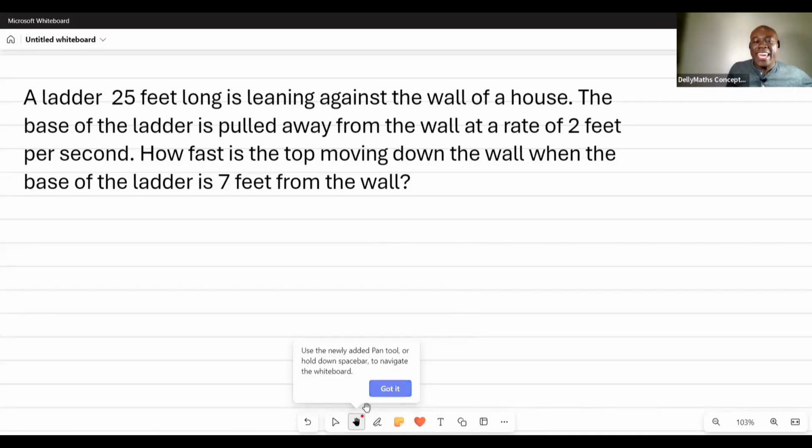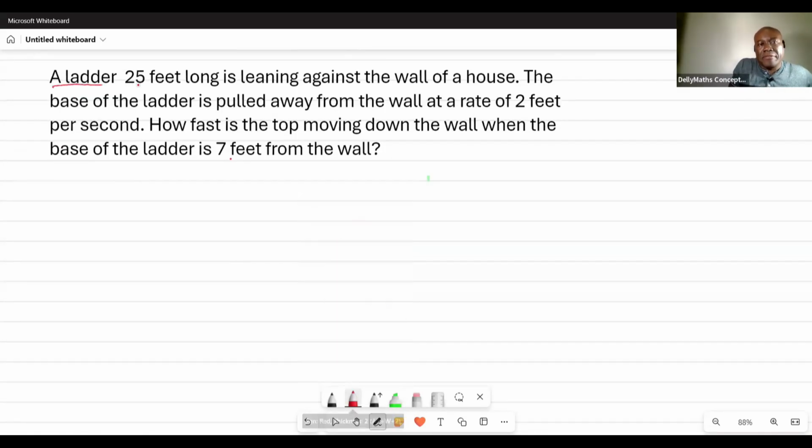In this video, we're looking at related rates. A ladder 25 feet long is leaning against a wall of a house. The base of the ladder is pulled away from the wall at a rate of 2 feet per second. How fast is the top moving down the wall when the base of the ladder is 7 feet from the wall? So let us draw a diagram first.